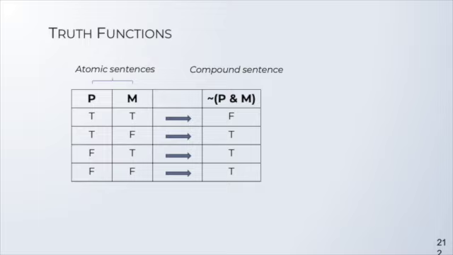So, now let's focus on the relationship between the first two columns and the last column. The last column corresponds to the final compound sentence, and the first two to the atomic sentences that occur in it, P and M.